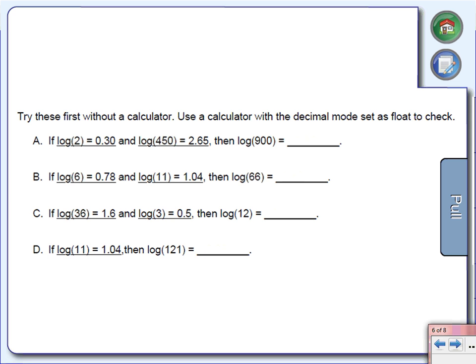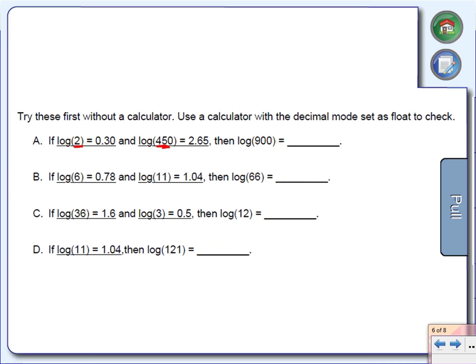First one, A. Here it tells us that the log of 2 is 0.30. It also tells us that the log of 450 is 2.65. Well, if that's true, what is the log of 900? First thing you got to do is figure out, how did I get this 900? What did I do with this 2 and this 450 to get a 900? Can anybody see it? You multiply it. And what did we say earlier about multiplication? That is going to be the same thing as adding.